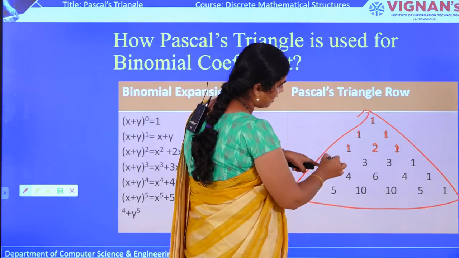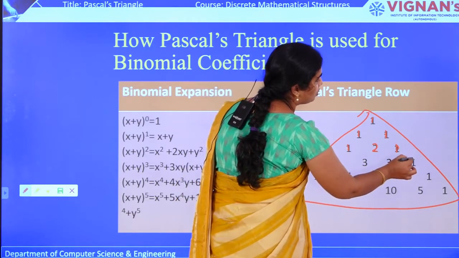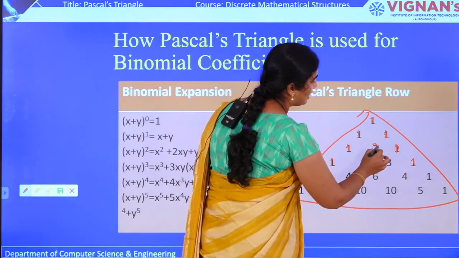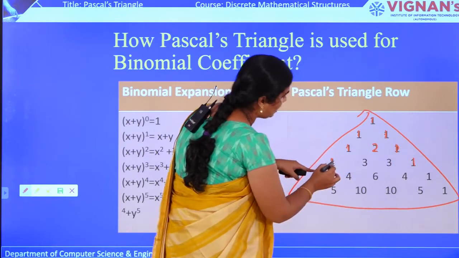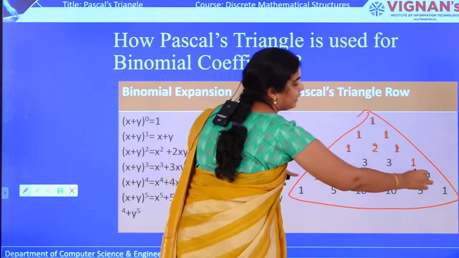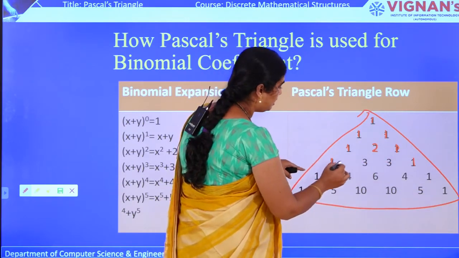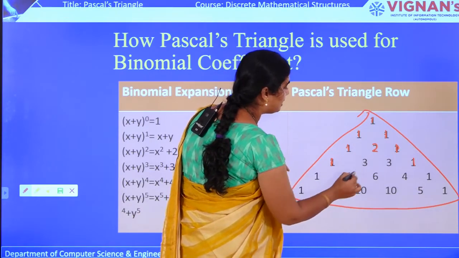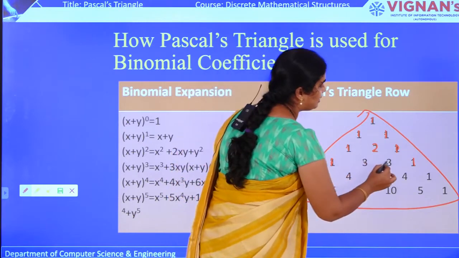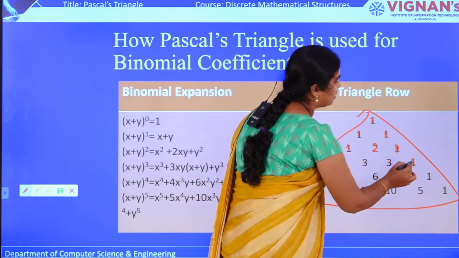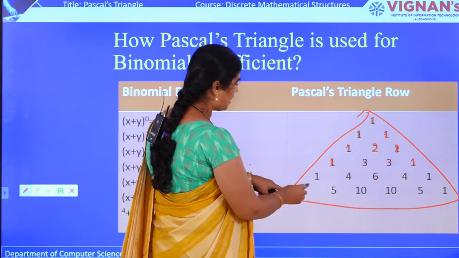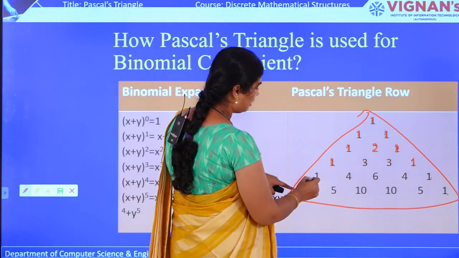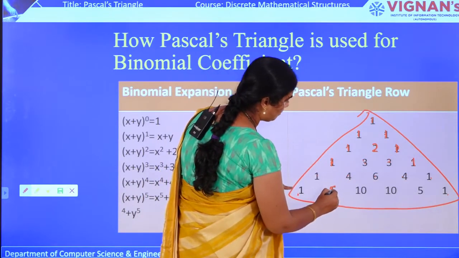Next, again he brought this 1 over here, and in the ending also he brought this 1 over here. Later he added this 1 plus 1, that is equal to 3. Next, 2 plus 1, that is equal to 3. Similarly, the starting and ending ones are repeated. Later this 1 plus 3 is added and kept as 4. 3 plus 3 is added and kept as 6. 3 plus 1 is added and kept as 4. Next again this 1 is brought down, and this one also is brought down, and next this 1 plus 4 is added and kept as 5.